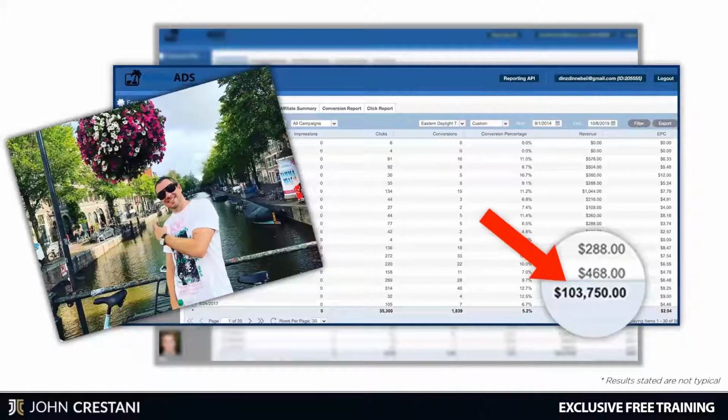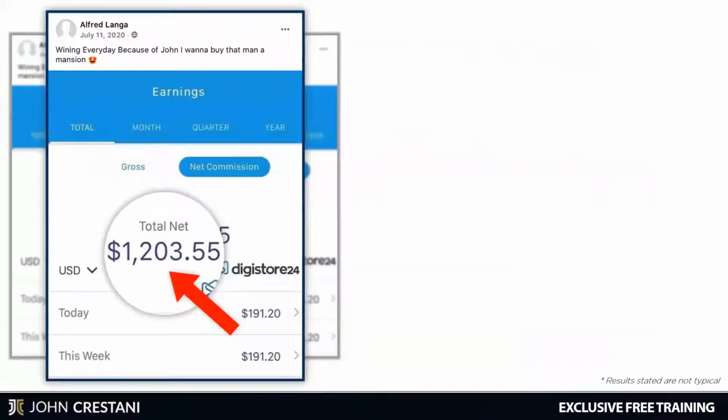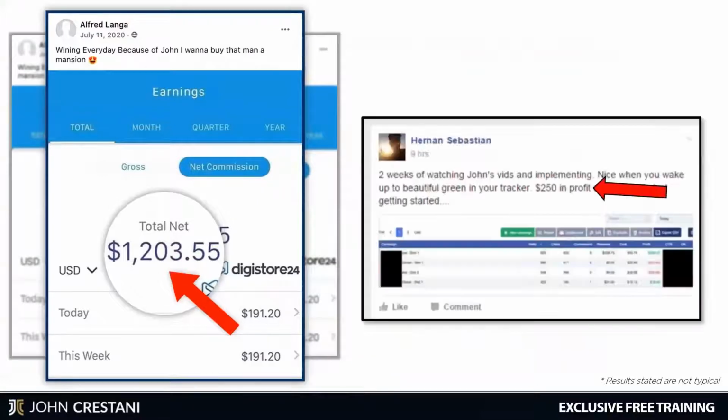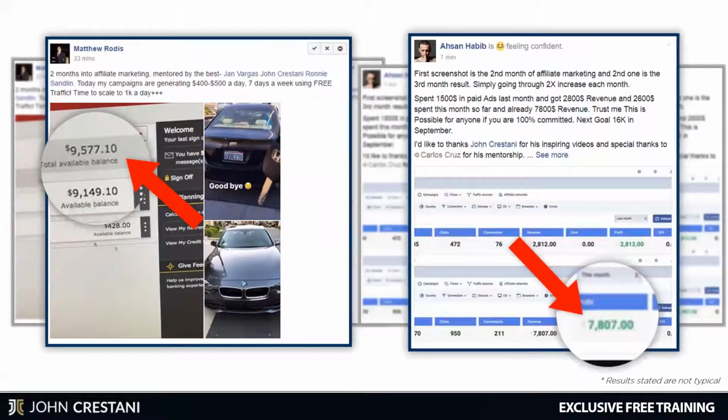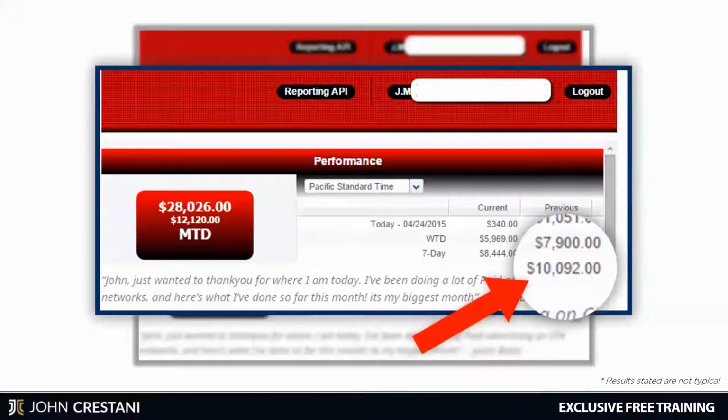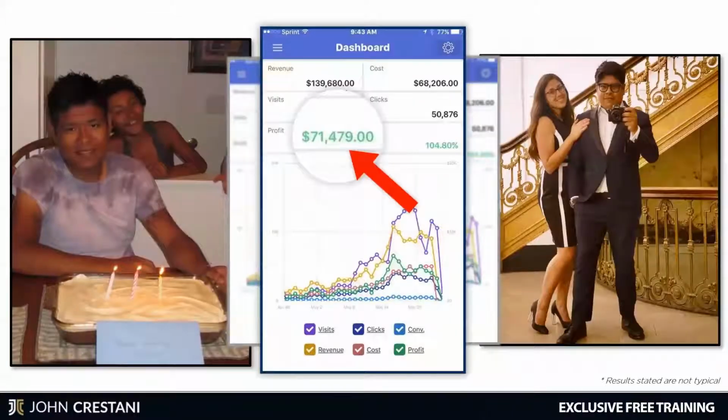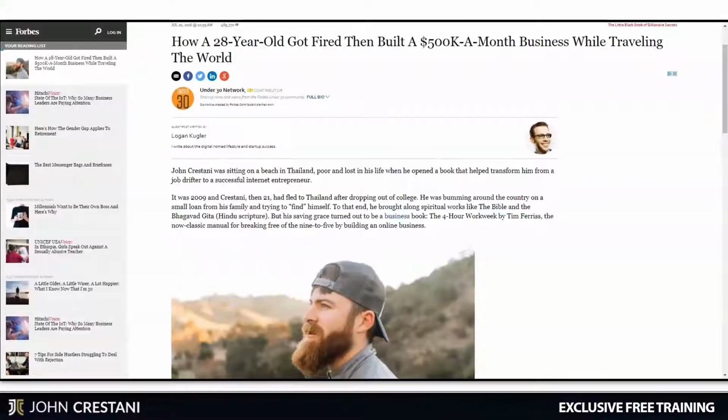This works for folks in 9-to-5 jobs. You can see Ryan here made over $103,000 doing this. It works for folks around the world, making thousands of dollars. And it works for folks who have failed before. You see $7,800 earned right here. You see $10,000 in sales right here. This works for folks that are younger and older, and it works quickly. You see $71,000 in a single month of profit for Ronnie right here.